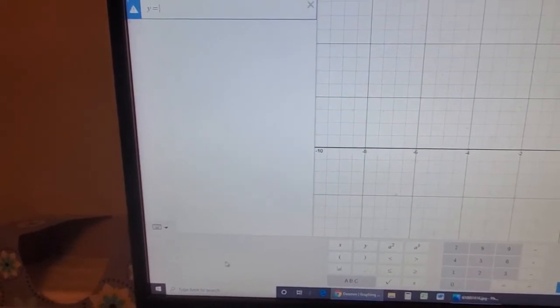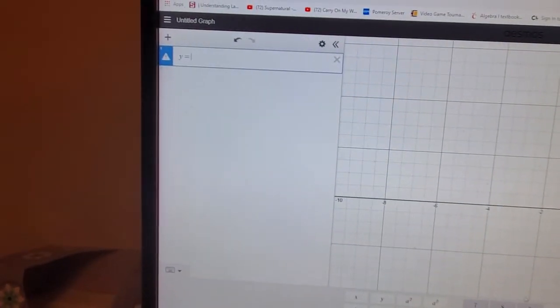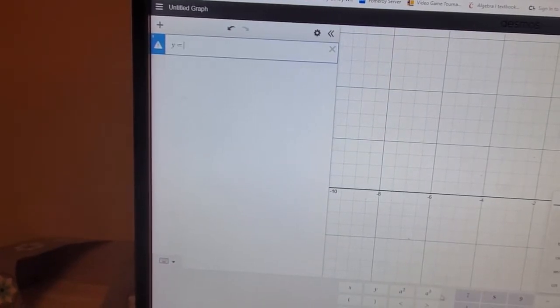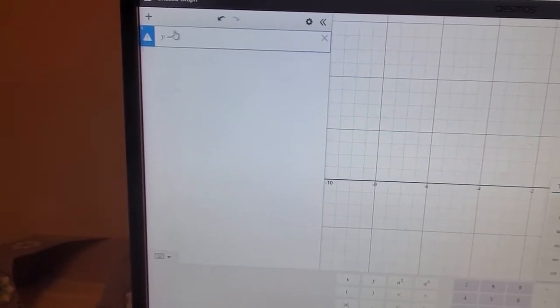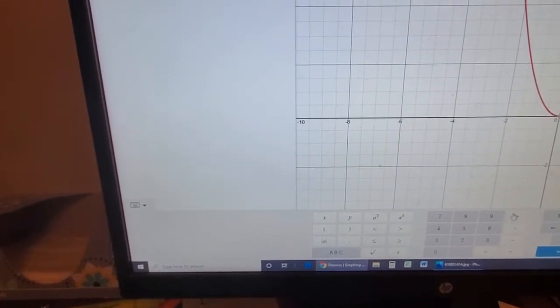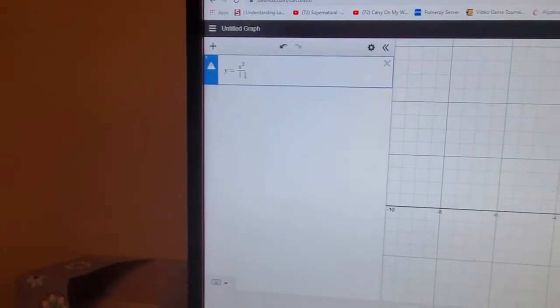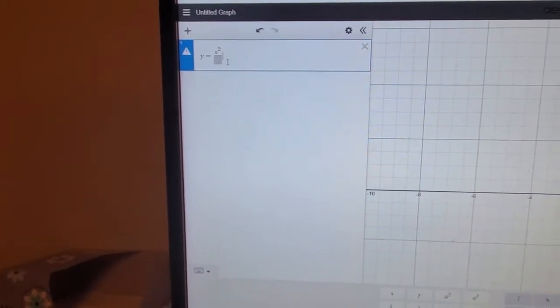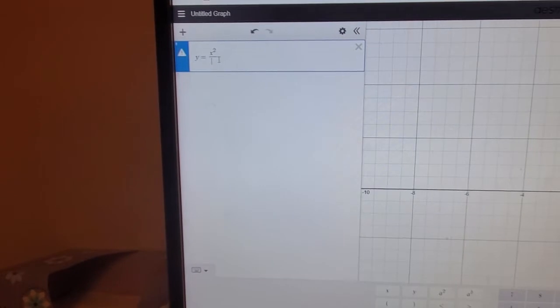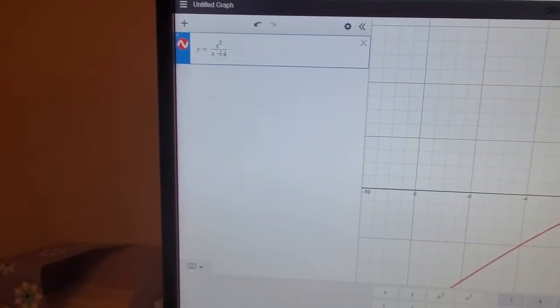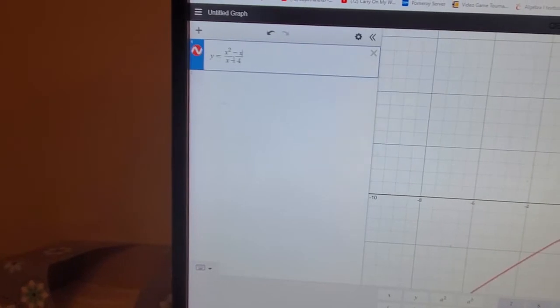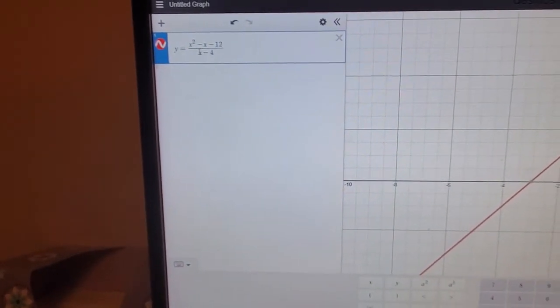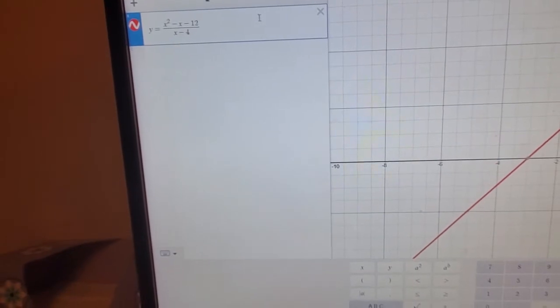If I hit that button, I can actually click around to find some things. I want a fraction, so I'm going to put x, which is down here, and then squared, and then I'm going to use divided by to get the fraction bar, and then I can continue the top and continue the bottom. So the bottom is x minus 4, the top is x squared minus x minus 12. I'm now just putting in the equation from the problem, and I should have my graph.